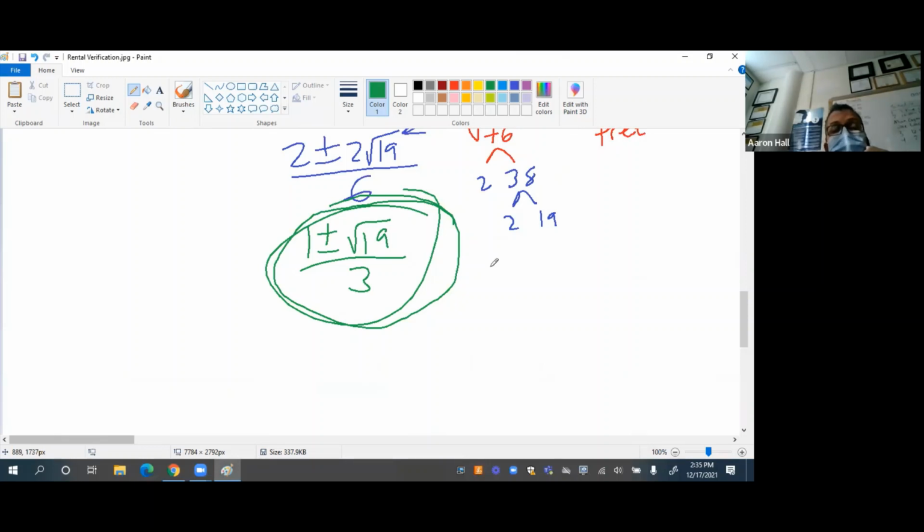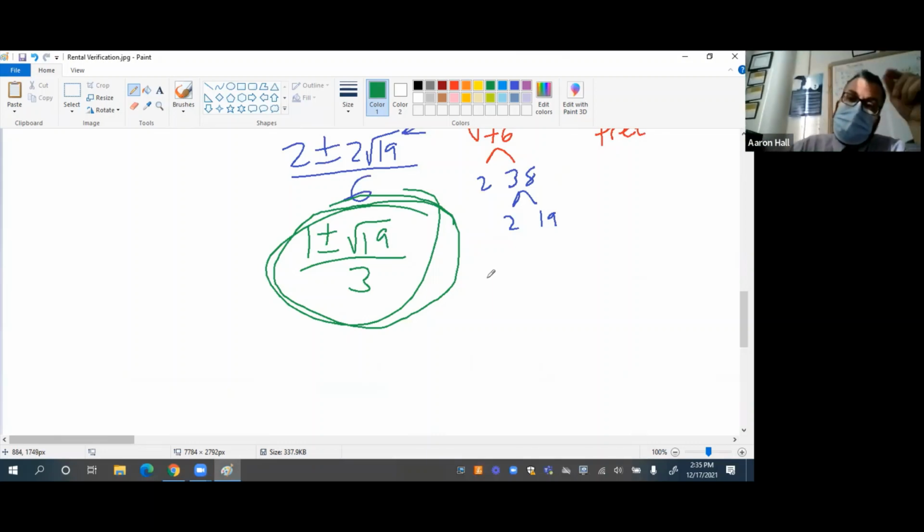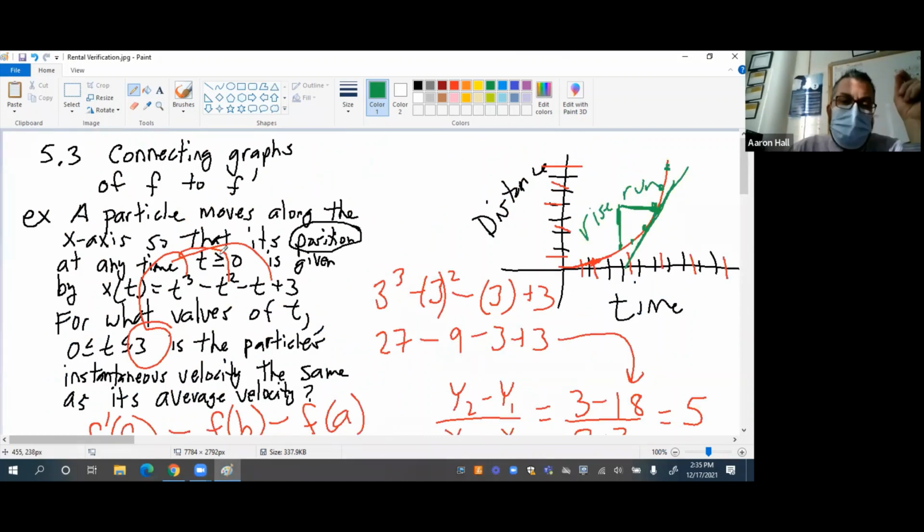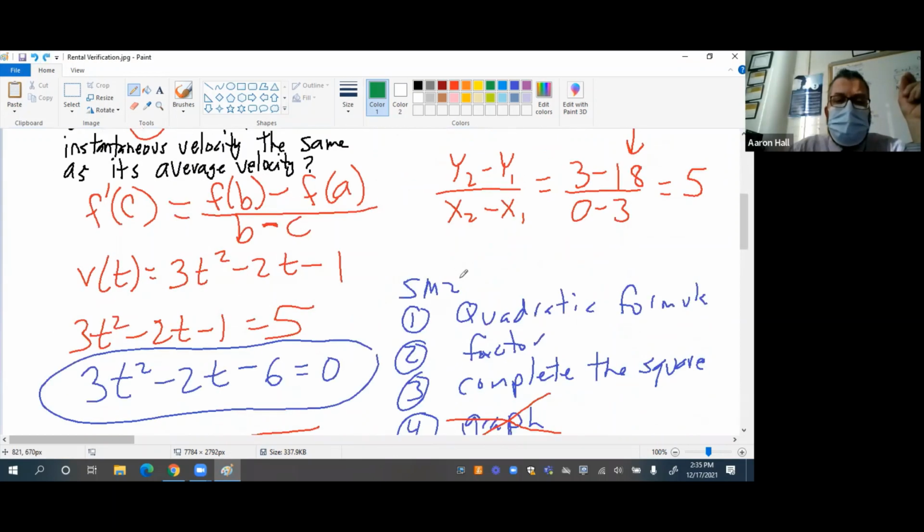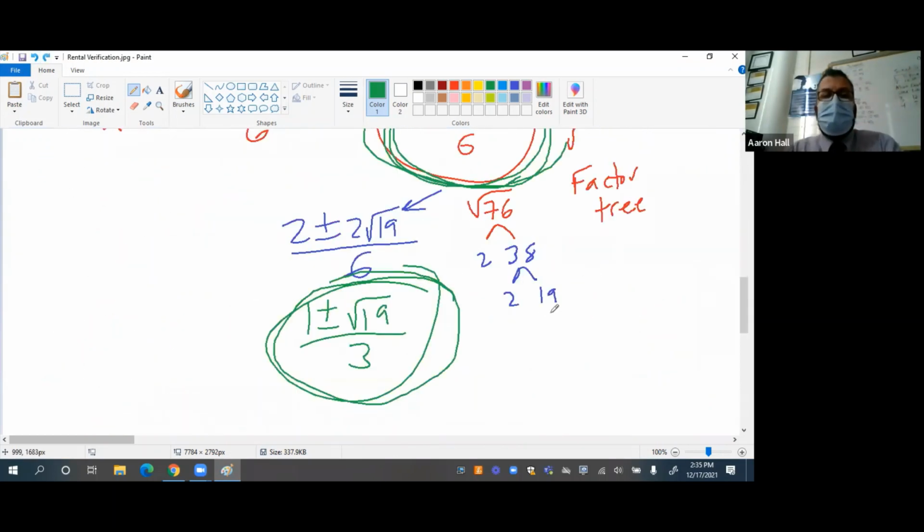Minus, why? Because it's not part of the equation. Yeah, in the interval, right? We're limited, our interval is limited to positive t values, and so that negative would not be positive. So we only have one answer at 1 plus the square root of 19 over 3. We just have that one answer.